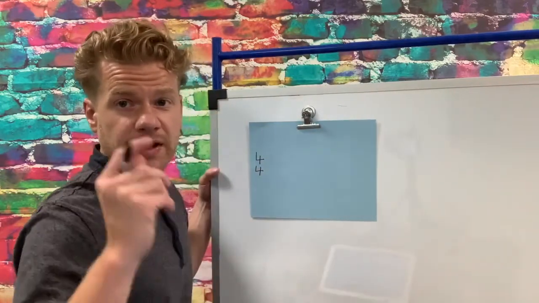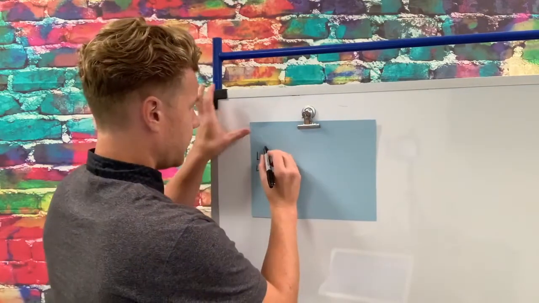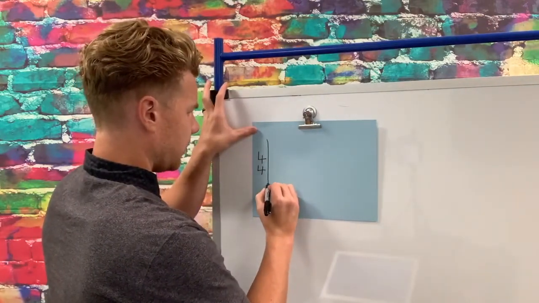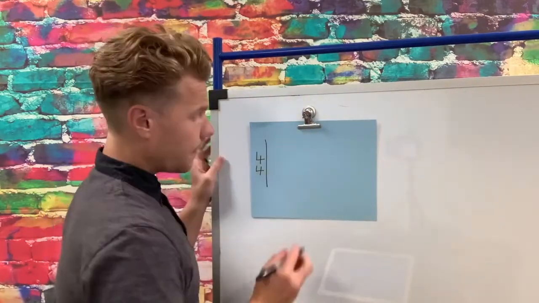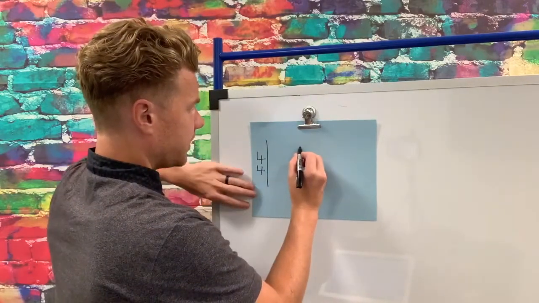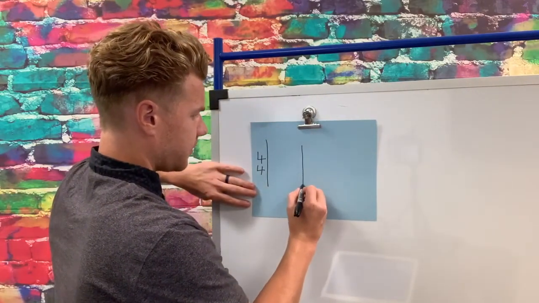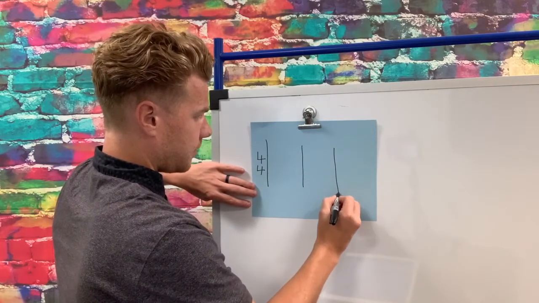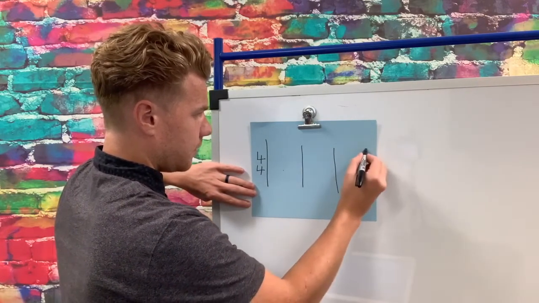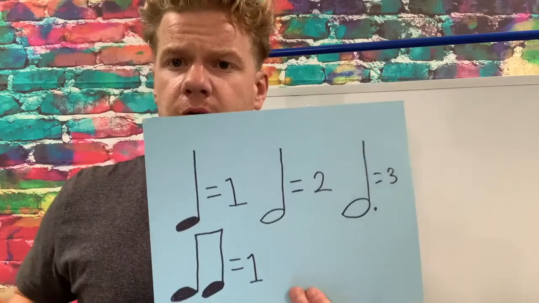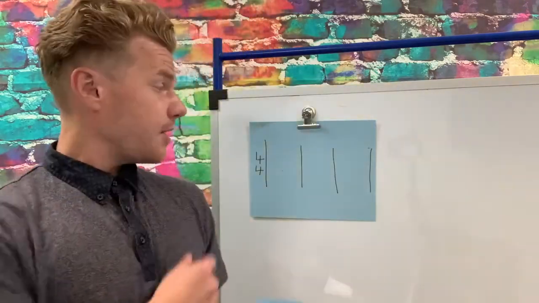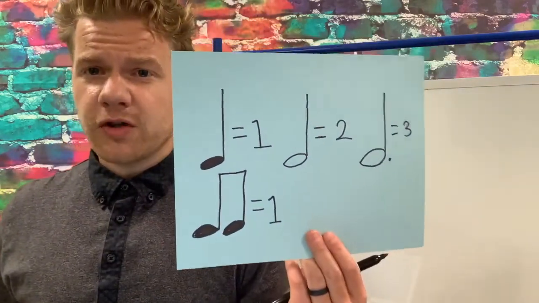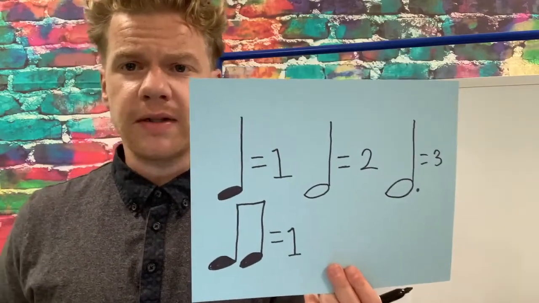4-4 tells us that we get 4 beats in a measure. Then we're going to have some bar lines. We're going to need 3 measures. So there's another bar line, 1, 2, and the last bar. So we've got our 3 measures, but now we need to review how many beats each note gets.